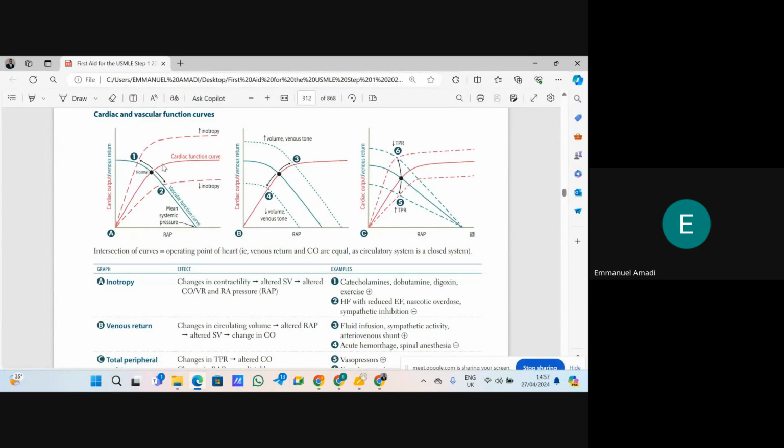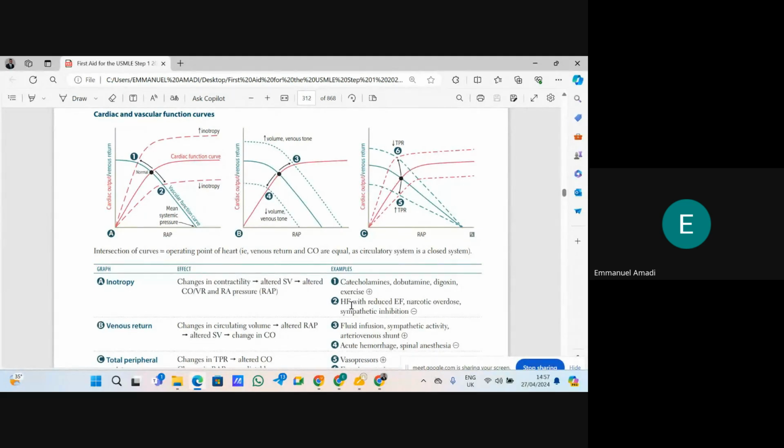Because you understand that stroke volume is affected by two things: your contractility and your preload, which is the venous return. Now, venous return is uniform, it is the same. So contractility is what is affecting it in this graph A. Now, when you look at number two, it is similar to what we did.